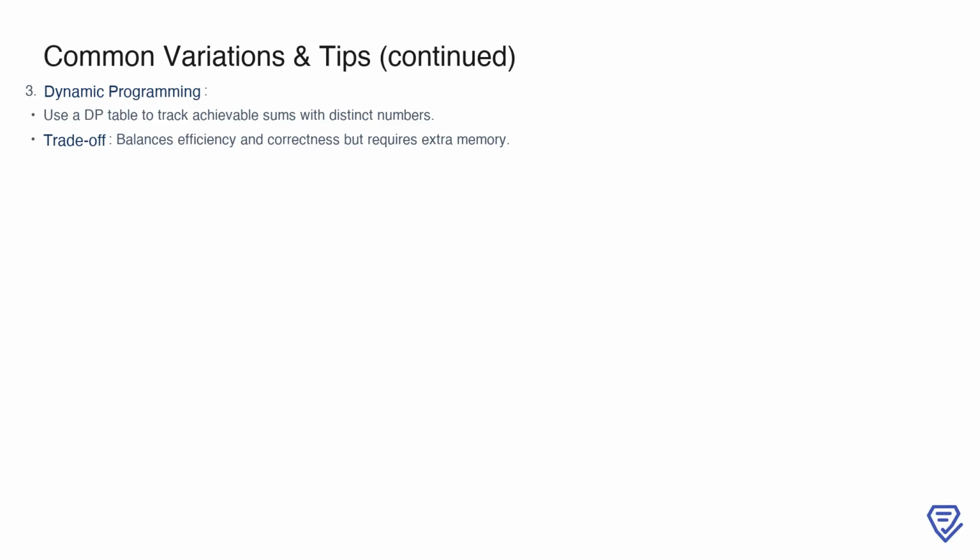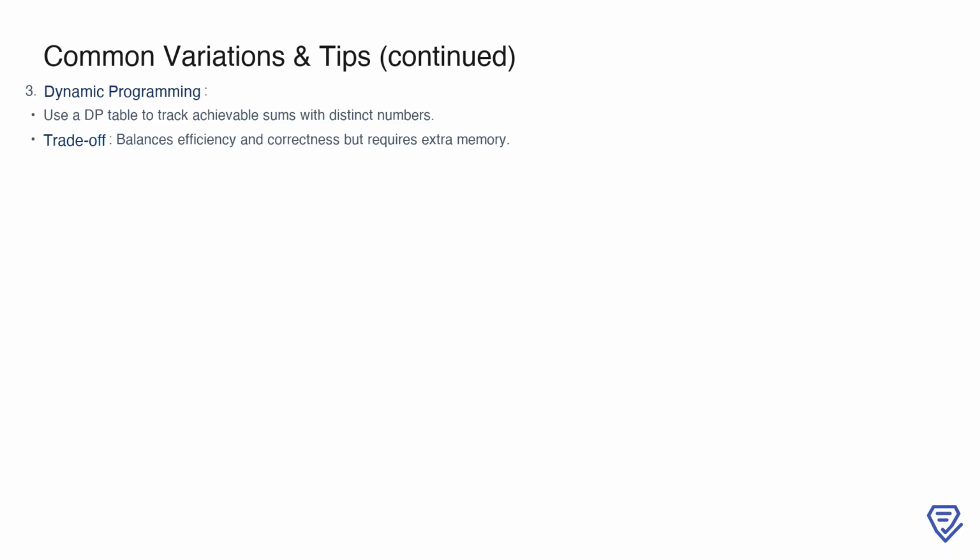With a DP table, you can keep track of achievable sums using distinct even numbers. This method strikes a balance between efficiency and correctness, as it avoids the brute force nature of backtracking while still ensuring that all constraints are met. However, it does require extra memory to store the DP table, which can be a trade-off depending on the problem size. By using dynamic programming, you can systematically build subsets that satisfy the conditions, ensuring that the sum equals final sum and the numbers remain distinct.